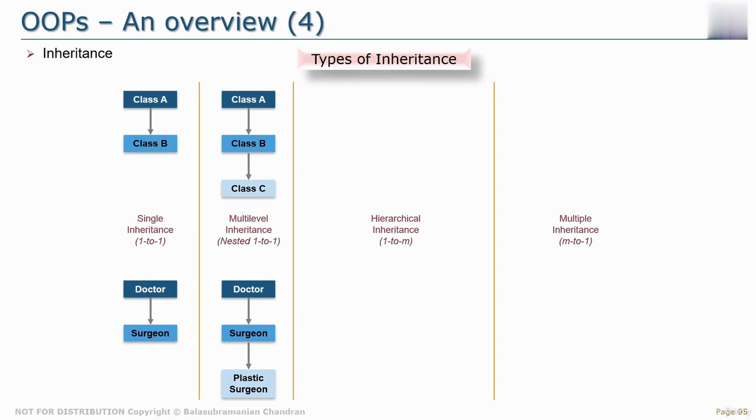How does hierarchical inheritance work? Let's assume we have four classes, class A, class B, class C, and class D. The classes class B, class C, and class D are all derived from class A.